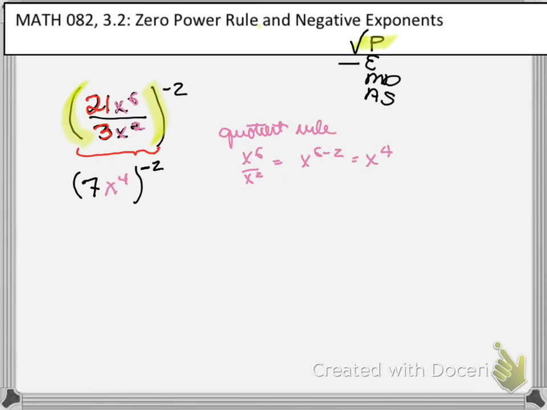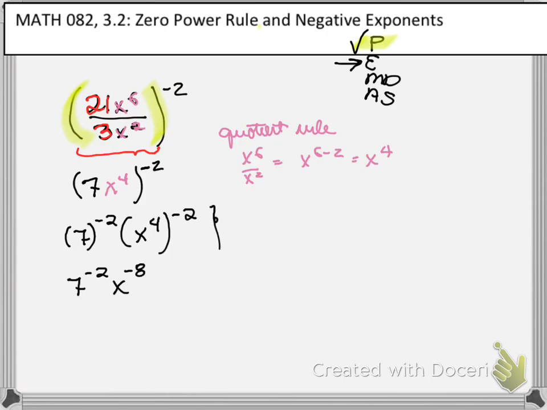So now we have to move on to our exponents. So just like with positive exponents, we need to distribute this -2. We need to make sure that every single term, the constants as well as the variables, are being raised to the -2nd power. Okay. So this becomes 7 to the -2nd power times x to the -8th power.